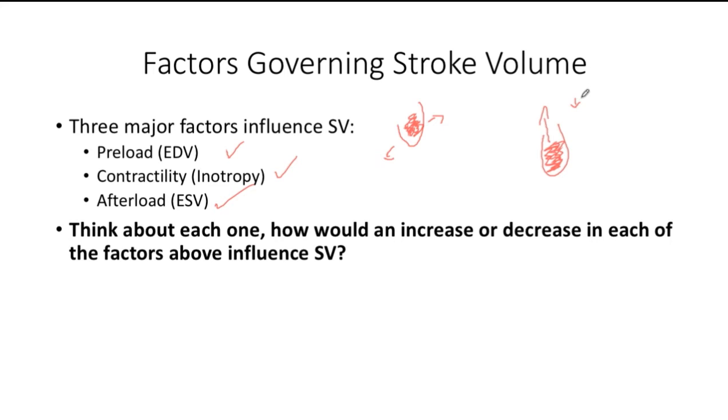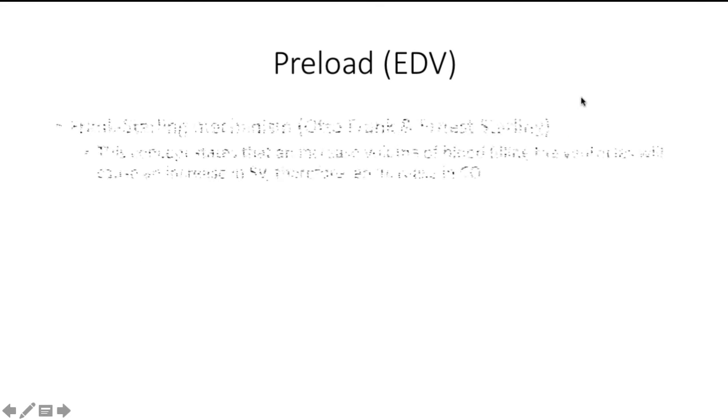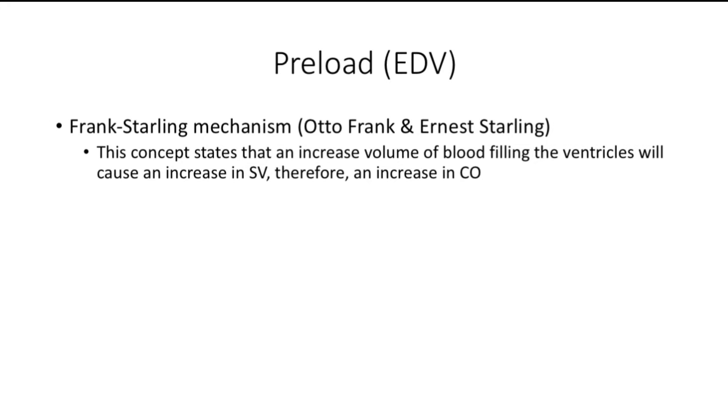Okay, now let's talk about each one of these more individually. Preload. This is a really crucial idea to understand when thinking about cardiac output and maintaining it. Preload, or end diastolic volume, is governed by what's called the Frank-Starling mechanism. These were contributions described by Otto Frank and Ernest Starling, German and British physiologists who had a very strong interest in the heart and cardiac output, and more specifically length-tension relationships within the muscle tissue of the heart itself.